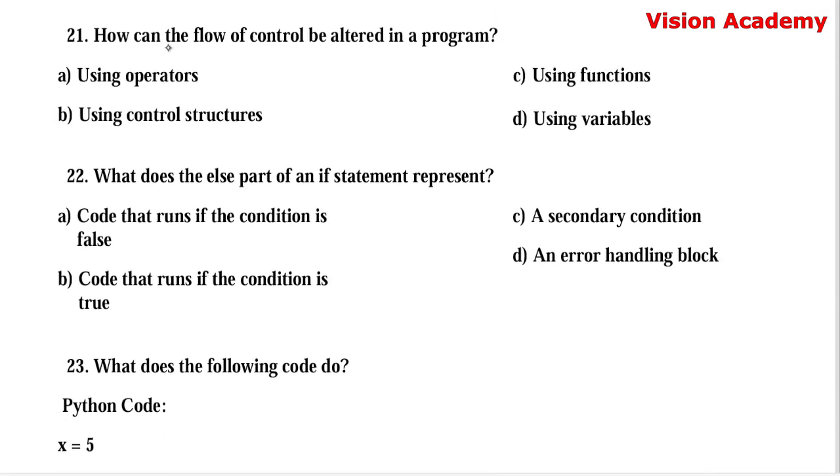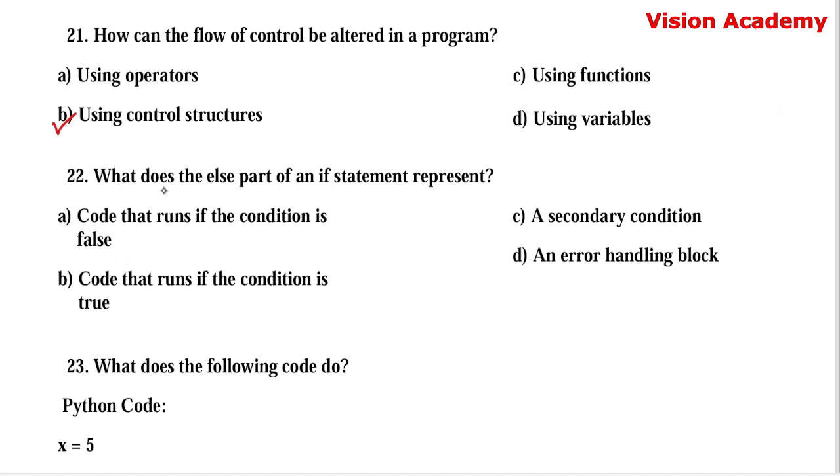Question number 21. How can the flow of control be altered in a program? Option A, using operators. B, using control structures. C, using functions. D, using variables. Here option B, using control structures, is the right answer.